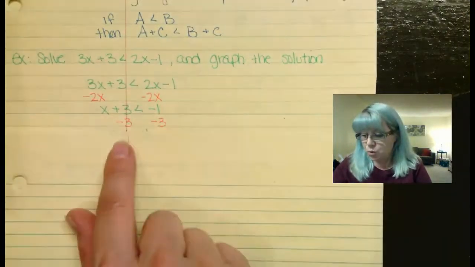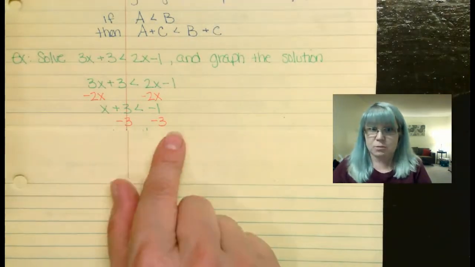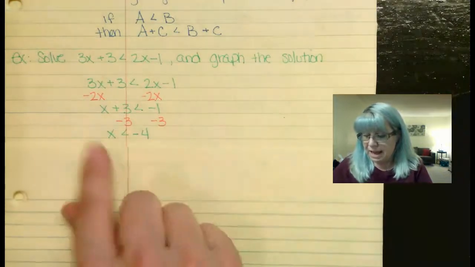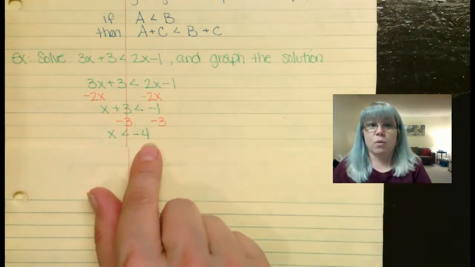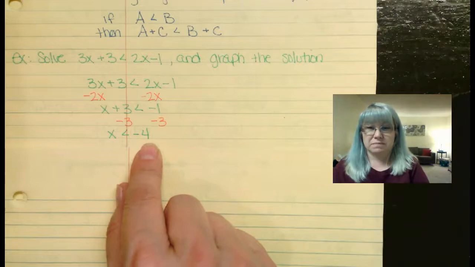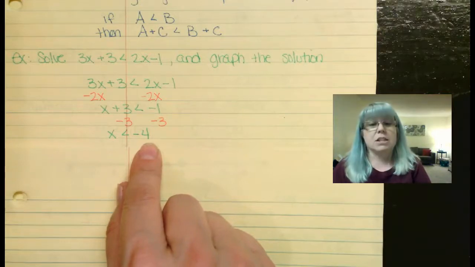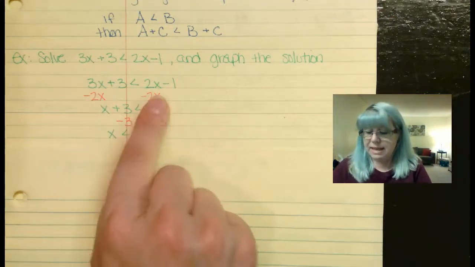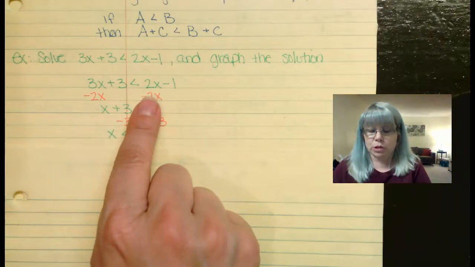Now I'm going to subtract 3 from the left-hand side, subtract 3 from the right-hand side. That will give me x is less than negative 4. Now what does that mean? It means that as long as I choose an x value of less than negative 4, this statement will hold, the original statement will hold true.